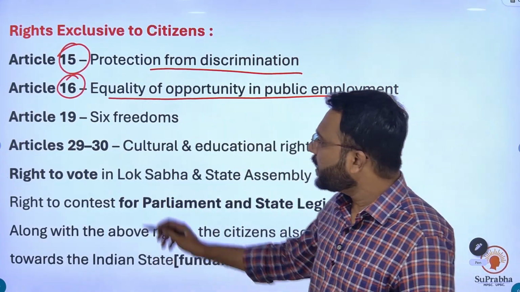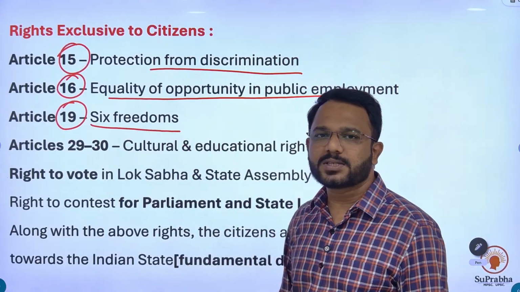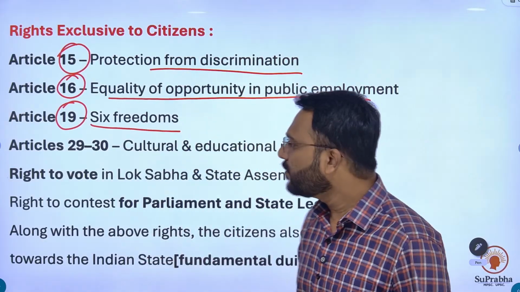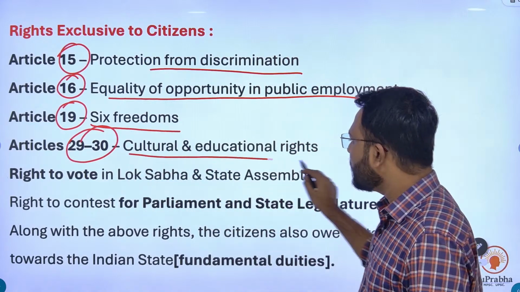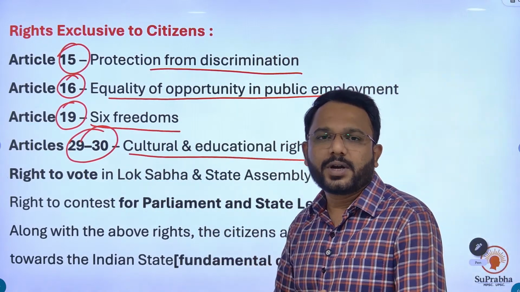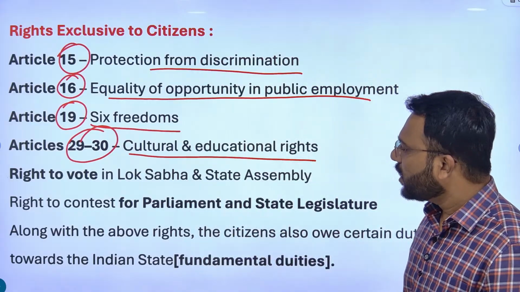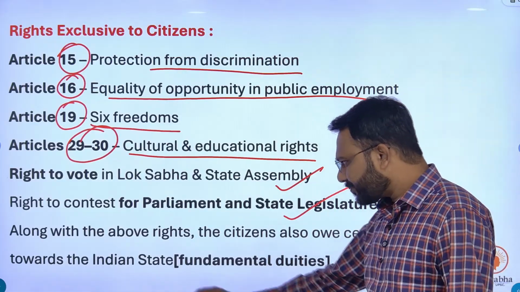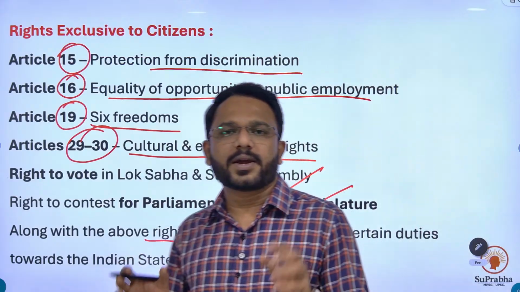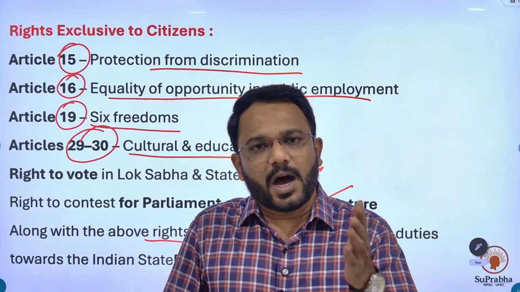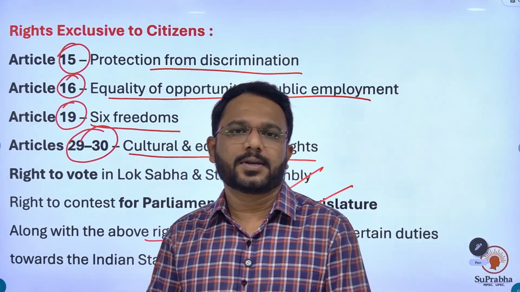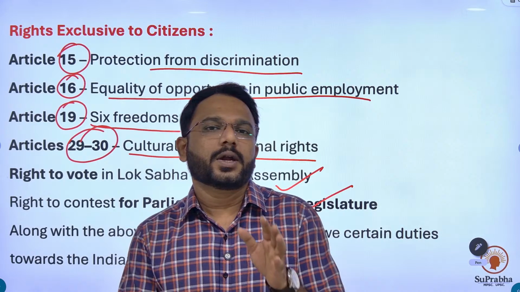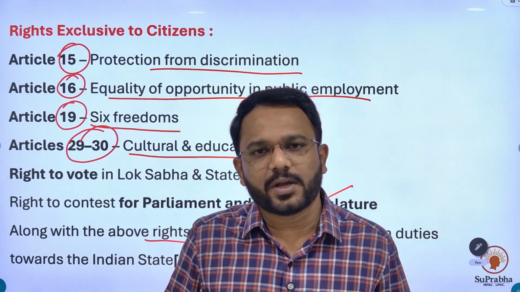Article number 19, the six freedoms which we have discussed earlier: freedom of speech and expression, assembly, association, residence, movement and profession. Articles 29 and 30, which are cultural and educational rights available for minorities and their educational establishments. The right to vote, and the right to contest for parliament and state legislature. All these rights are given to the citizens. But while enjoying all these rights, citizens also have to follow the fundamental duties which are mentioned in our constitution.